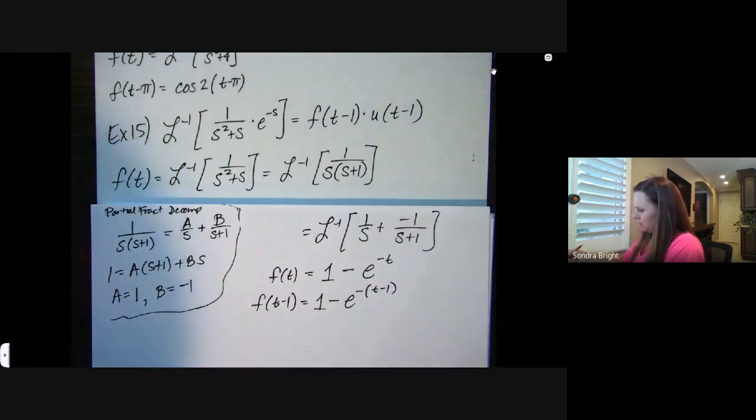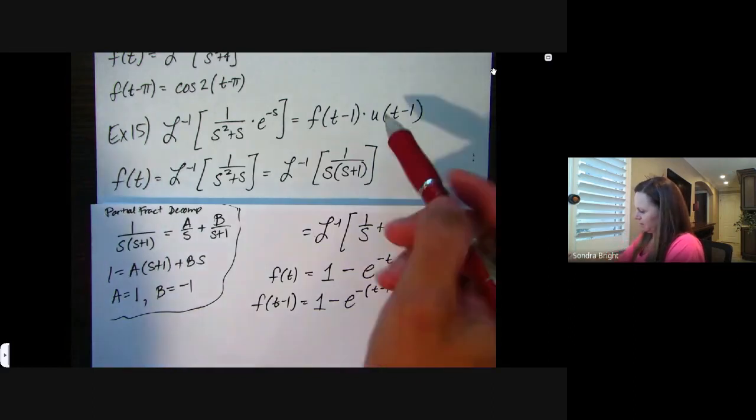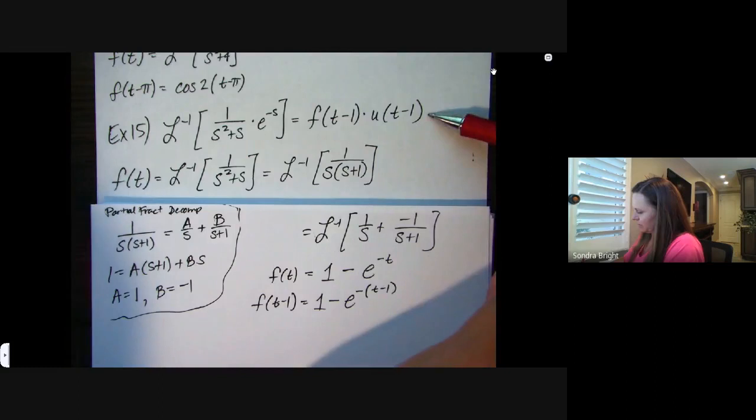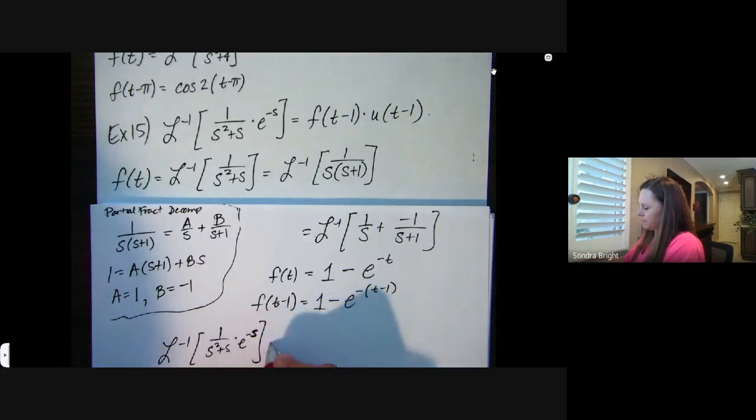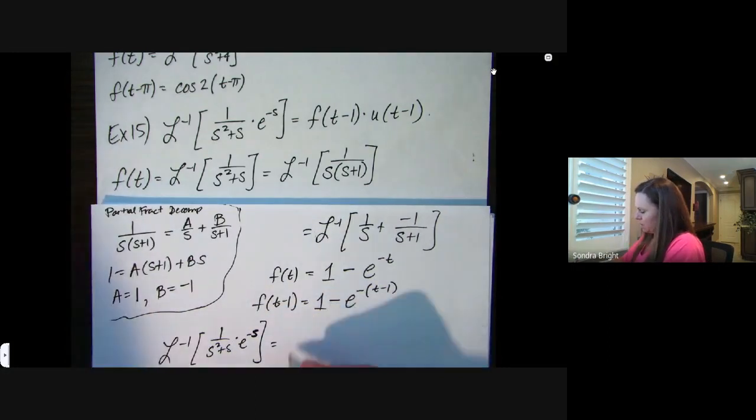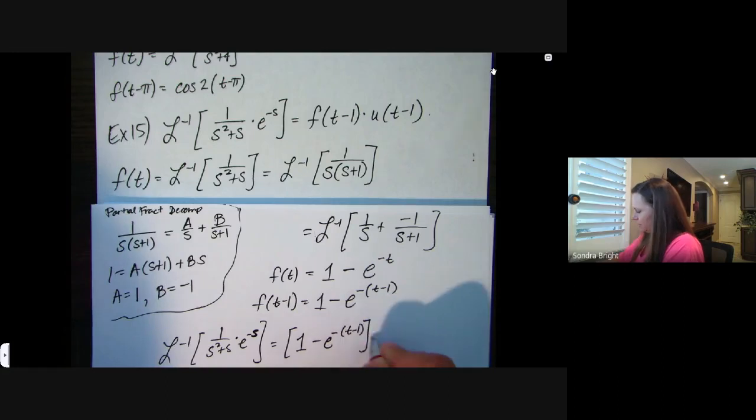So going all the way back up to here, the inverse Laplace transform of 1 over s squared plus s times e to the negative s ends up equaling f of t minus 1, so 1 minus e to the negative t minus 1, times u of t minus 1.